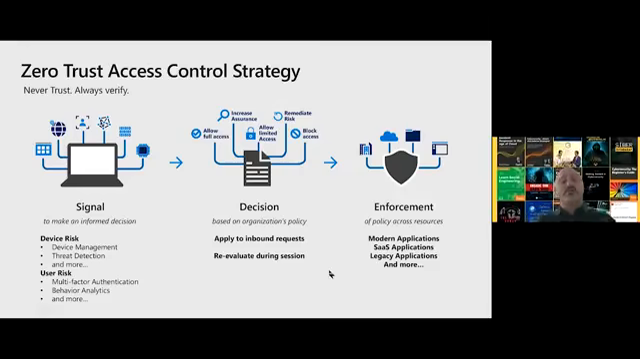So, what should be your zero trust access control strategy? You should have some signals which assess your device risk. This could be via device management, threat detection, and so on. For user risk, ensure you have multi-factor authentication and behavior analytics, using great partners such as Microsoft Defender or Comodo Dragon, or you name it. Your decision has to be based on the policies.